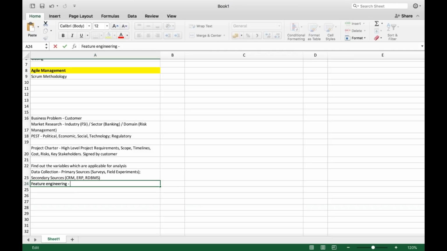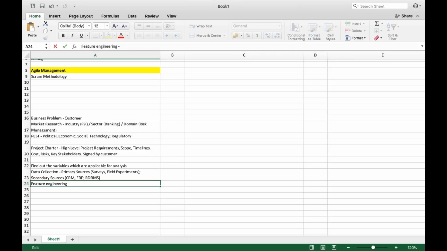However, if you cannot get those important variables even using feature engineering, that is when you might want to perform some kind of surveys or field experiments to capture those important variables. But it is costly and time consuming. And whenever you perform surveys, you have to perform surveys using a Likert scale.